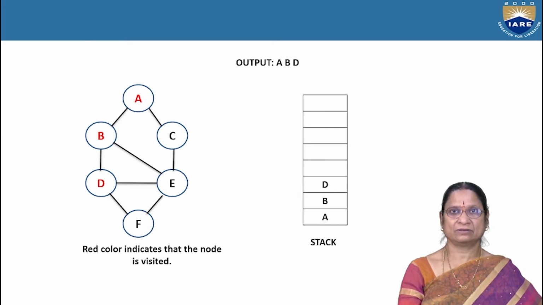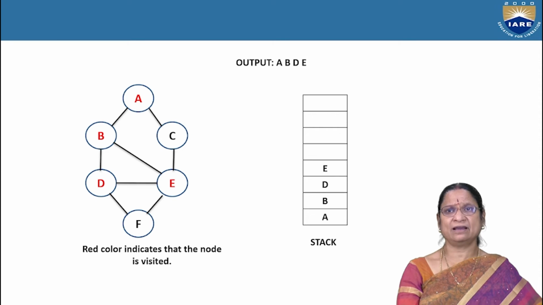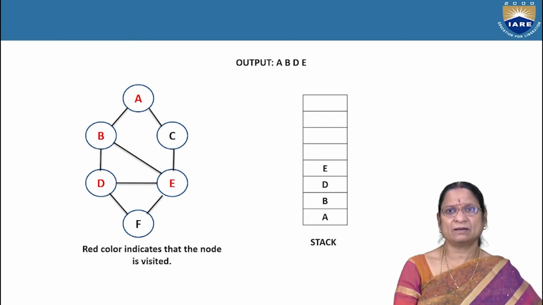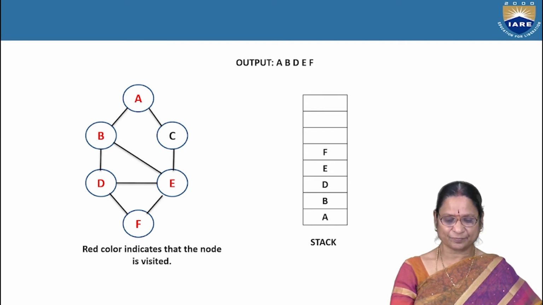Now we are considering the adjacent of B, which is D. In depth first, that is pushed. Adjacent of D is either E or F, which can be considered depending upon the structure you are using. Here we are considering E, so E is pushed into stack. Adjacent of E is going to be F. F is pushed into stack.